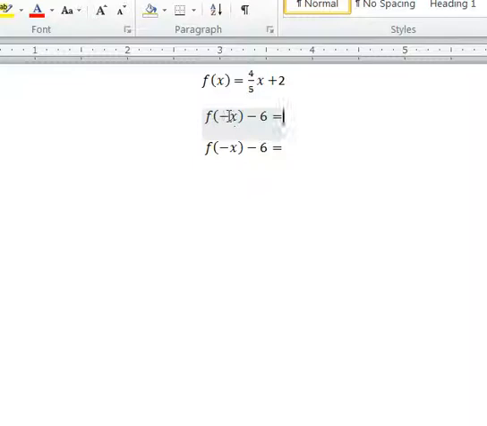Phew! Okay, so obviously they flipped it right here with the negative x, and they want to subtract 6. So let's just put that in. So we have 4/5 times that negative x, and then the plus 2, and then subtract 6. So that will give us negative 4/5 x, subtract 4. And again, we can just put this into the calculator.